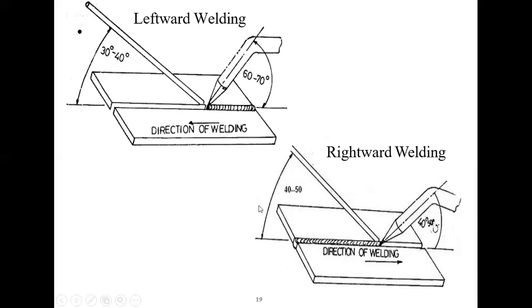Here also there are certain angles that we have to maintain for this welding technique. The filler rod will be at 40 to 50 degrees, and the torch will also be at 40 to 50 degrees. These are the standards that we have to maintain to eliminate any type of defects. If we do not maintain these angles or procedures, then defects will occur. So basically this is our content for the gas welding process.